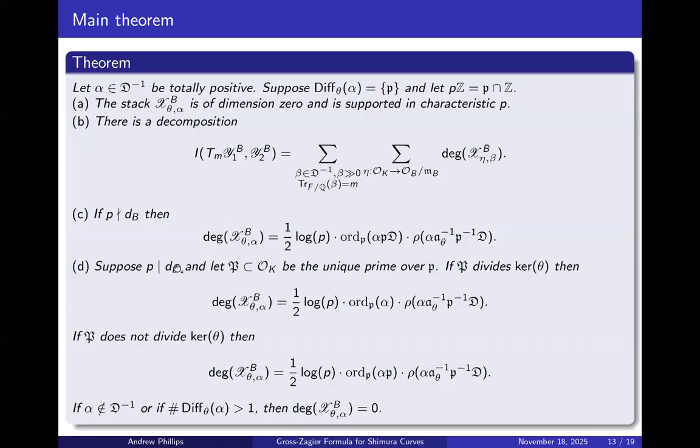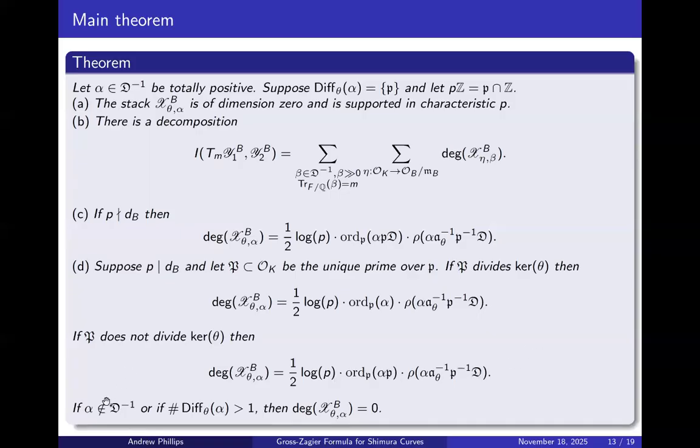So there's an explicit formula here for this degree. And I think the thing to notice is that there are different cases to consider. It depends on whether the prime divides the discriminant or not. And also if you look at this capital P, which is the prime in K over this P, does that prime divide the kernel of this theta or not? There are different formulas based on that.